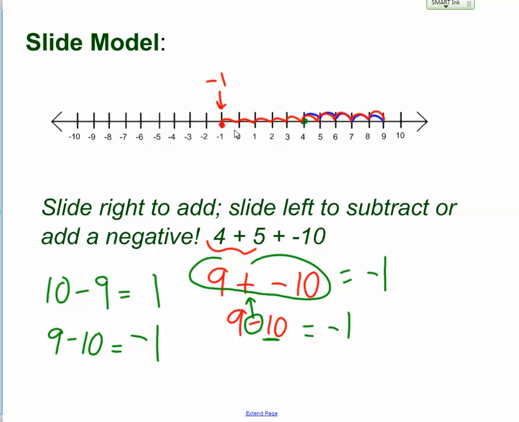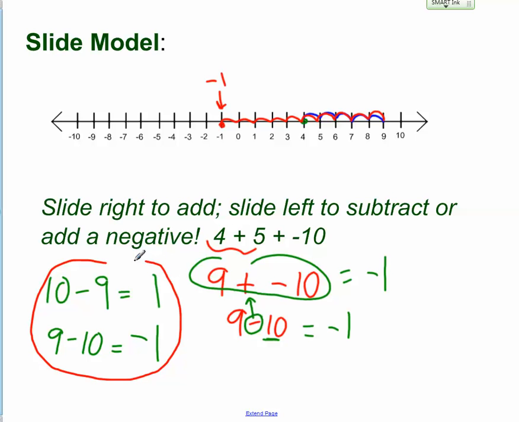So I can also write this as one big addition problem. I started at 4, I added 5, and I added a -10. So 4 plus 5 is 9, and 9 minus 10 is the same thing as 9 plus a -10. Either slide will take me to -1. So remember, the order in subtraction matters.